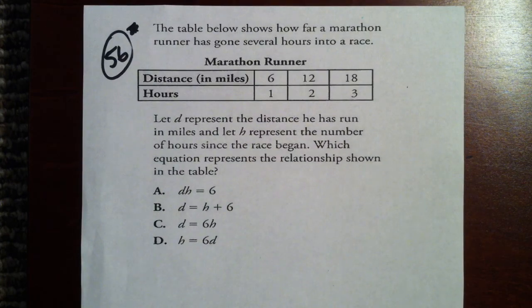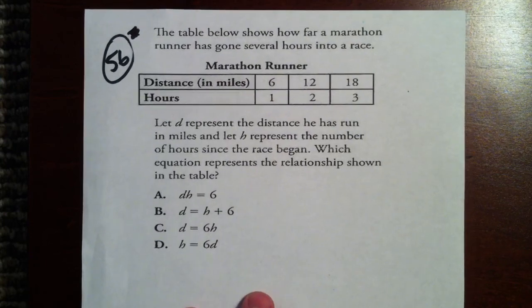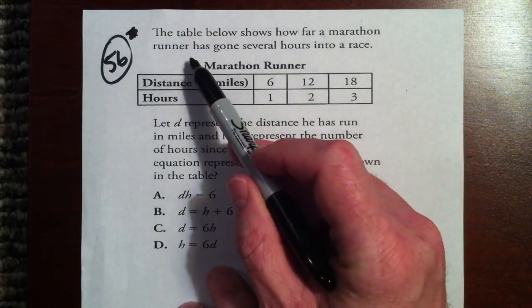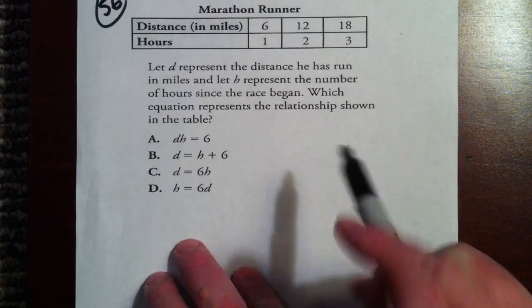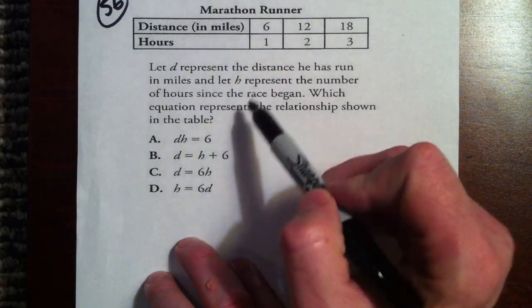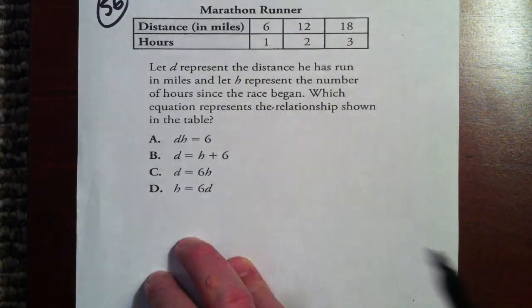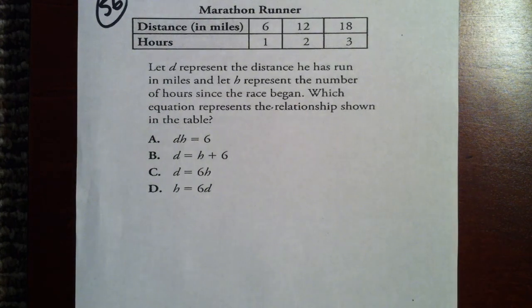56. This is the last one, the one we're looking for. The table below shows how far a marathon runner has gone several hours into a race. Let D represent the distance and H represent the number of hours since the race began. Which equation represents the relationship shown below?